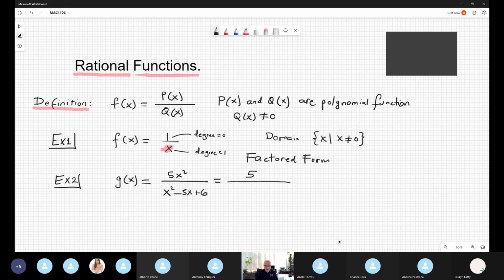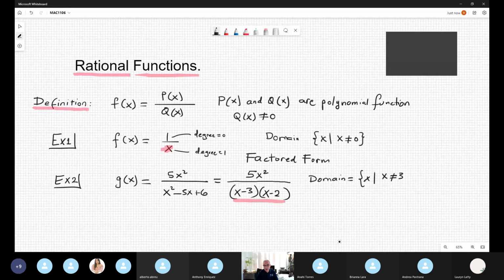In the top, it's a monomial, so it stays the same. It's impossible to do anything. But in the bottom, it's a trinomial, and you break it down into binomials. The combination is negative 3 and negative 2, since it's a factor of 6. Now I see it more clearly. The expression in the bottom is 0 at positive 3 and positive 2. So the domain of this rational function is all real numbers such that x is not 3 and x is not 2.